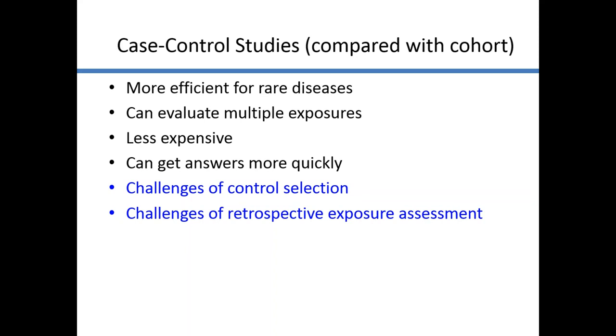You can evaluate multiple exposures. Now if you have lung cancer, or if you're a control in a lung cancer group, we can ask, did you smoke? But we can also ask, did you live in a house with radon? Did you eat a lot of fruit and vegetables? Et cetera, et cetera.